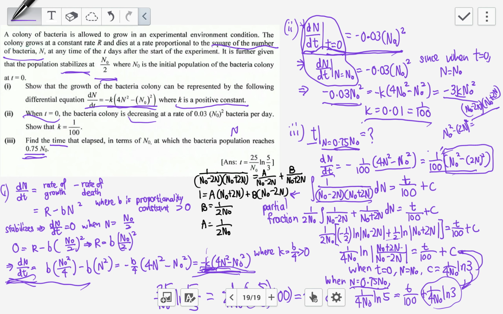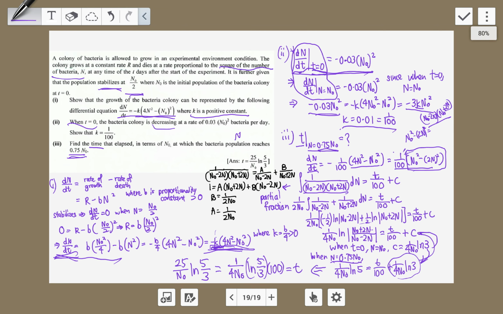And so to solve for t, I just use algebra. I bring this over to the left hand side, and since both of them have this 1 over 4 n naught, I just factorize 1 over 4 n naught, and then bracket ln 5 minus ln 3. And using the ln rules, ln 5 minus ln 3 is just ln 5 over 3. Alright, and then multiply 100 over to the left hand side, and then we get t equals this.